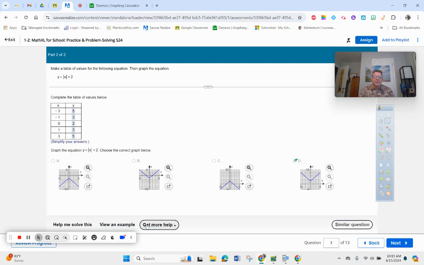Help me solve this, see an example, get more help. Get more help is usually just a little short video. Unfortunately, it's more generic. This video is more specific, but it has some generic and it has some graphing tools and things like that. Most people are big into the view example, but be careful about how much you use that. It's a good tool, but like I always say, the person who does the work does the learning. So if you don't try first and get your brain working with this, it doesn't have as good an effect on helping you learn. Okay.